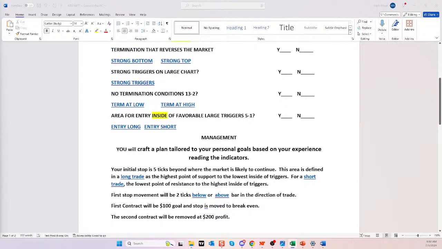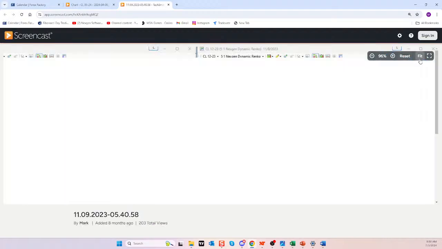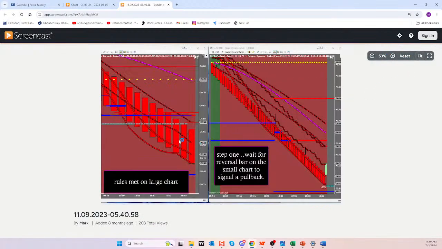And then you've got to do something with it. You've got to manage it. Great entries create manageable trades. Great entries reduce risk. Great entries create higher profit potential. So I'm going to go through this, guys. Everything that you do as a brand new user needs to be rules met on the large chart, needs to be odds favorable, needs to be clear path. Give yourself the highest chance of success and wait for the reversal bar.